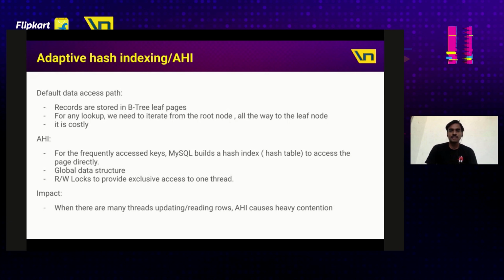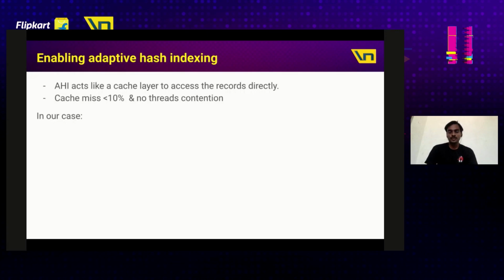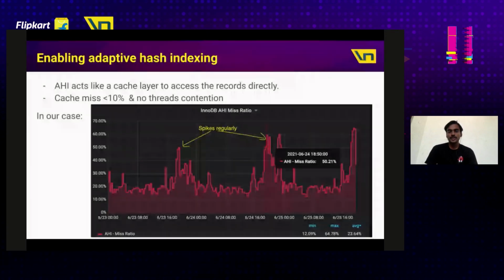It means that whenever you read or write any records, or whenever you want to update this table, you have to take the respective locks also. So the potential impact is that when too many threads are reading or updating rows, this causes AHI to have a lot of contention. Now we talked about what AHI is and its importance, and we talked about its pitfalls also.